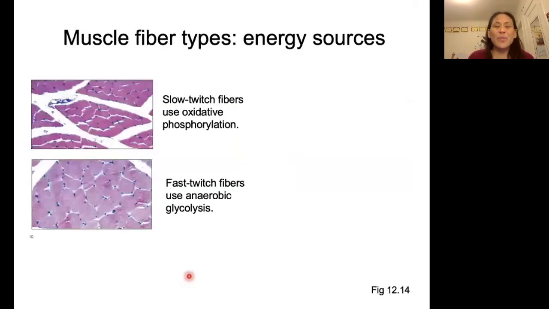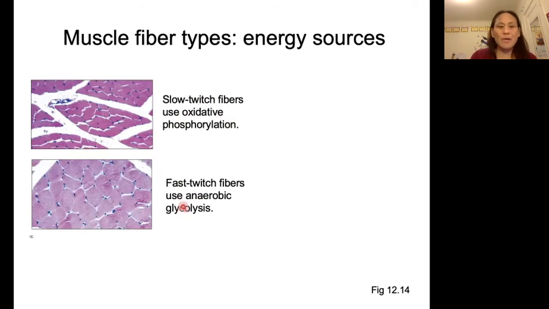All right, so we just talked about some of the general characteristics of slow twitch versus fast twitch fibers. Now I want to talk about where they get their ATP from. As you might be able to tell from their names, slow twitch fibers, which are also called oxidative fibers, use oxidative phosphorylation to generate their ATP. Fast twitch fibers, on the other hand, tend to rely more on anaerobic glycolysis to generate their ATP, hence their other name, the glycolytic fibers.